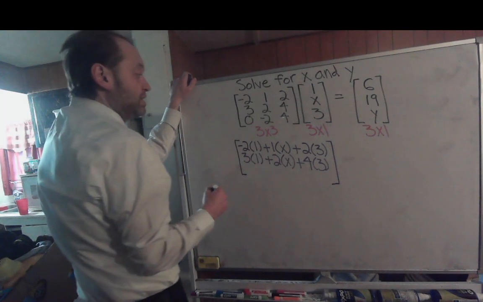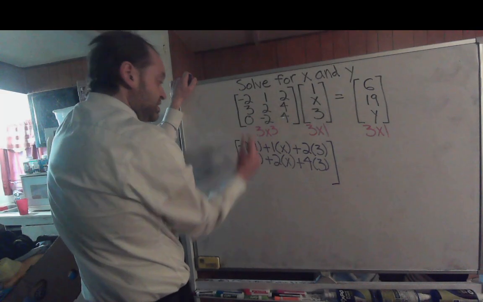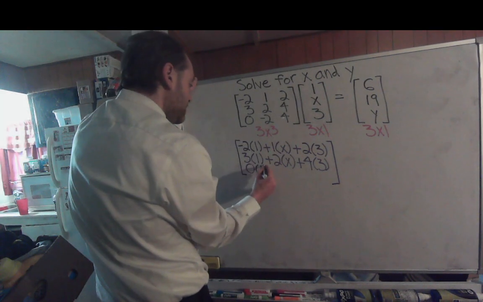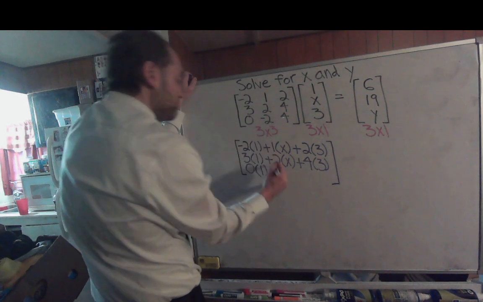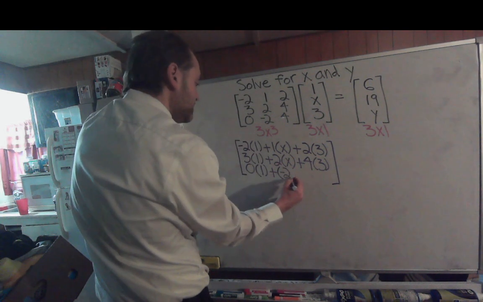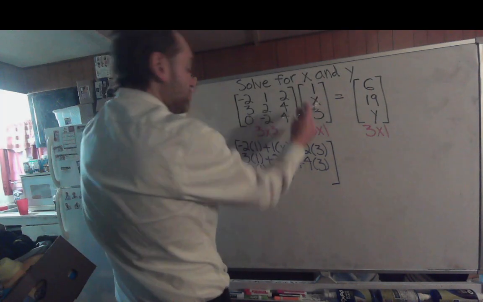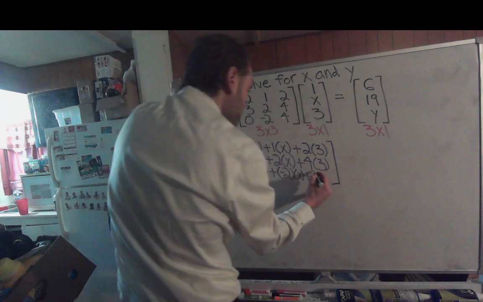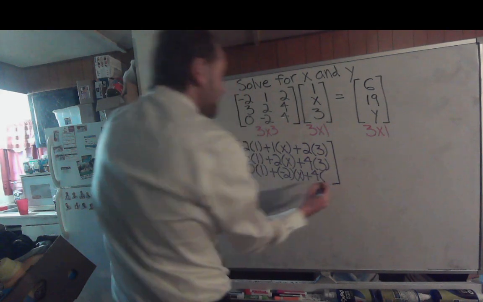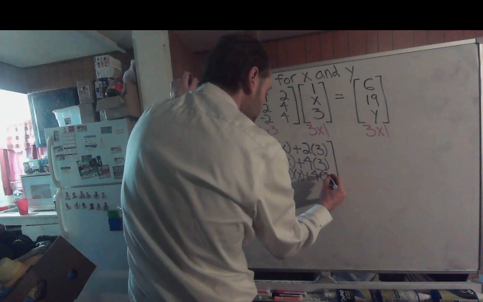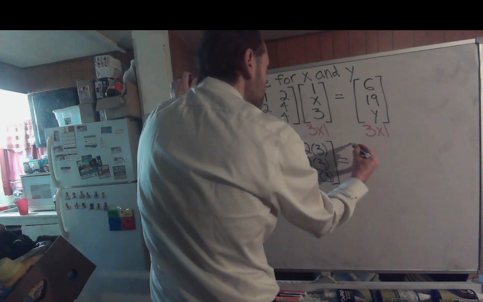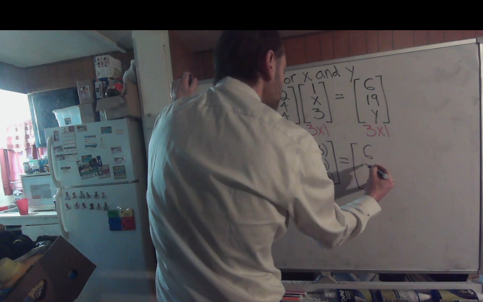And then last but not least, we'll take the first number of the third row, which should be 0, times the first number of the column, which would be 1, plus we'll take the second number of the third row, which would be -2, times the second number of the column, which would be x, plus we'll take the third number of the third row, which would be 4, times the third number of the column, which would be 3. And according to this matrix multiplication, all this should equal 6, 19, and y.